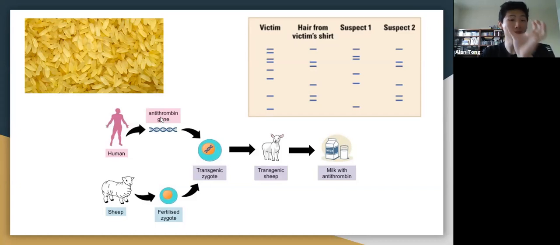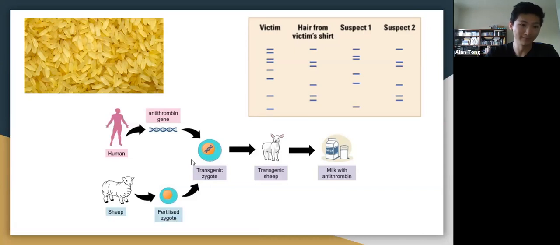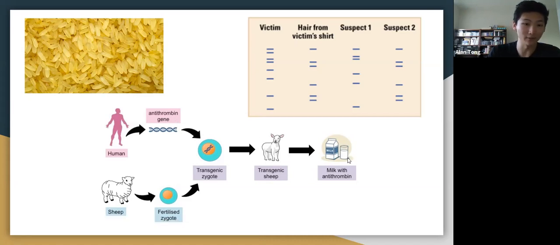Antithrombin is an anticoagulant protein. And so then you take that gene and you put it inside of a sheep, basically. There are people who are antithrombin deficient. They have a deficiency in the so-called antithrombin 3 protein. And what you do is you take this antithrombin gene, you put it inside sheep, and the sheep is like, oh wow, I'm transgenic. And now this transgenic sheep can then start producing antithrombin in their milk.